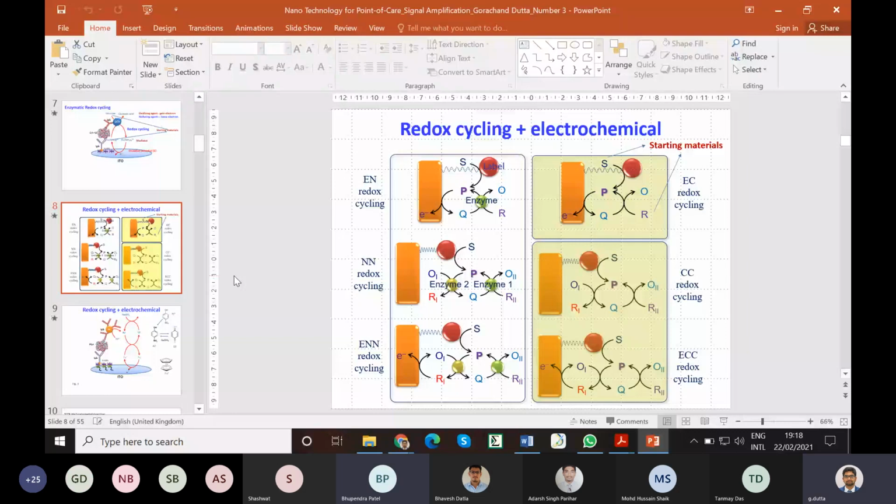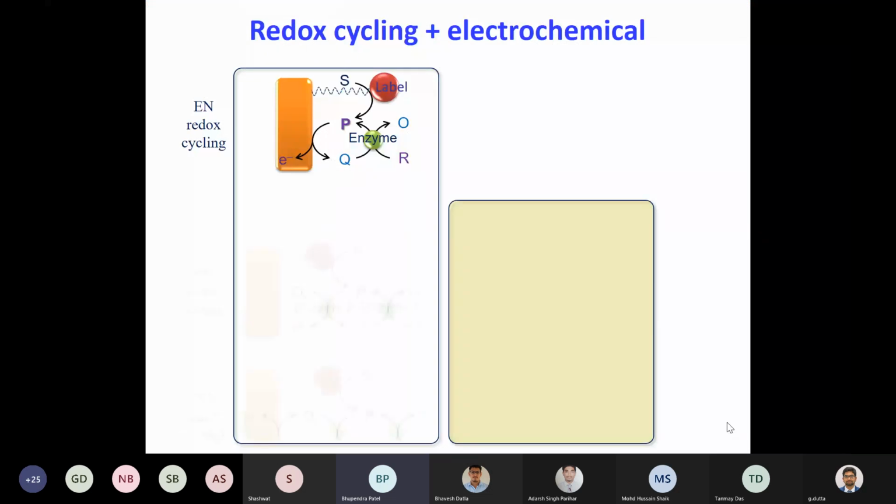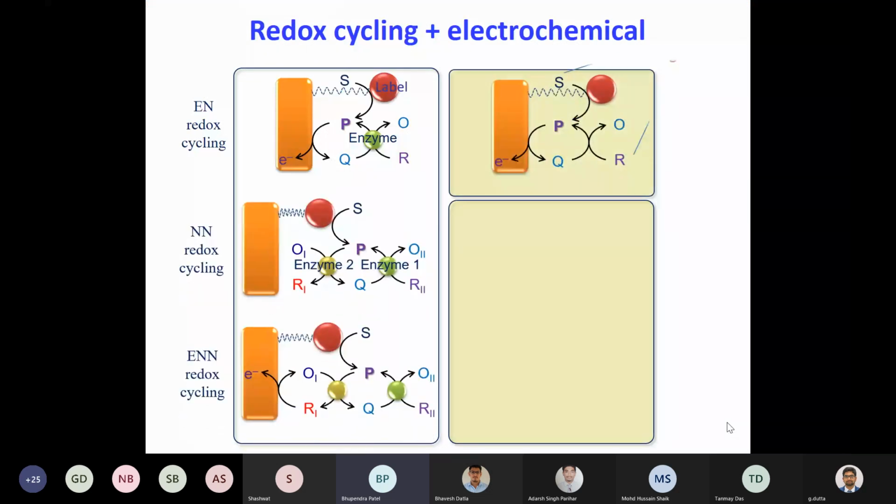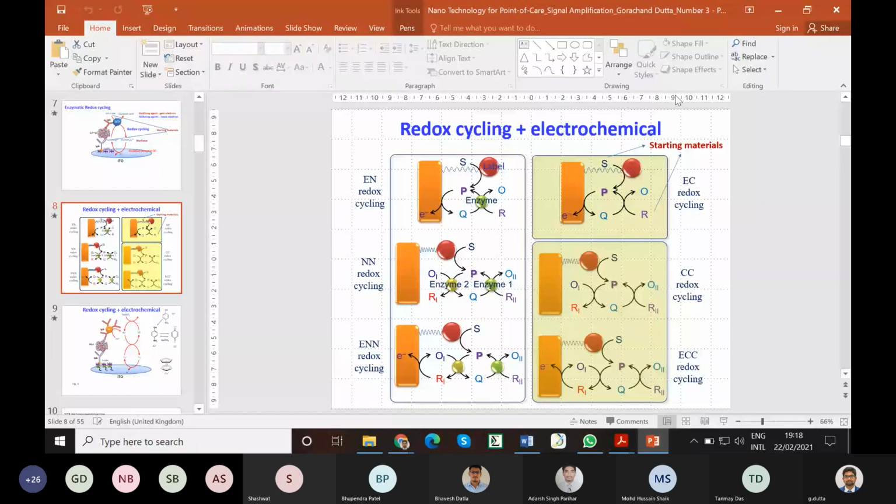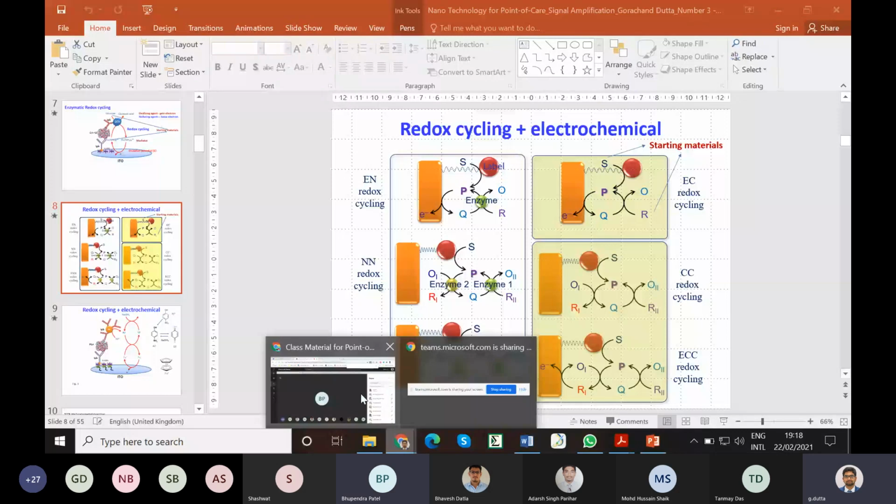Sir, actually, in the previous class, you were telling about the starting material. You were telling that in some case our starting material was S, then R, then P, something like that. Then the confusion was how to distinguish the starting material, whether it is an NN or ECC or some other kind of reaction.